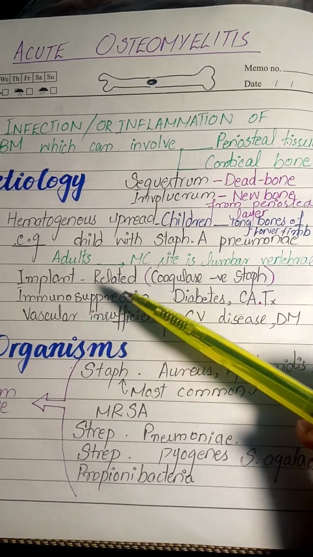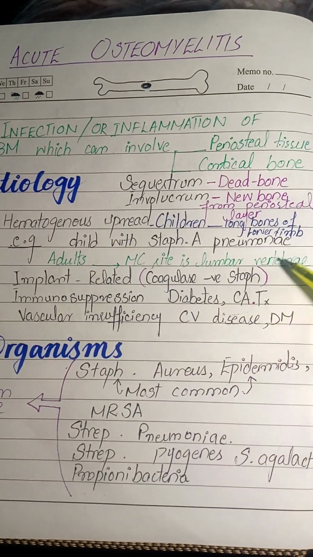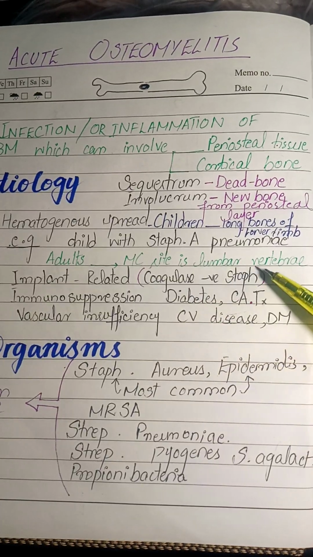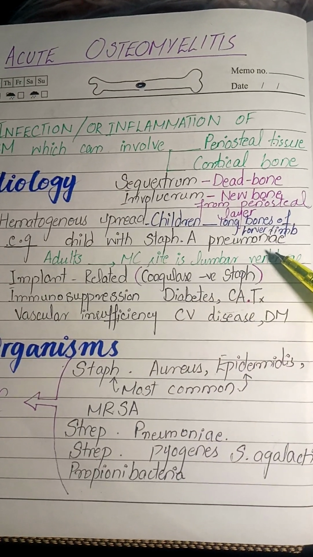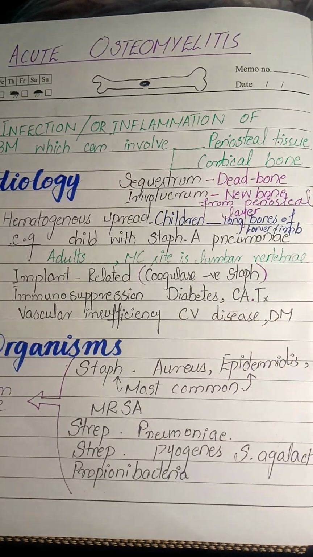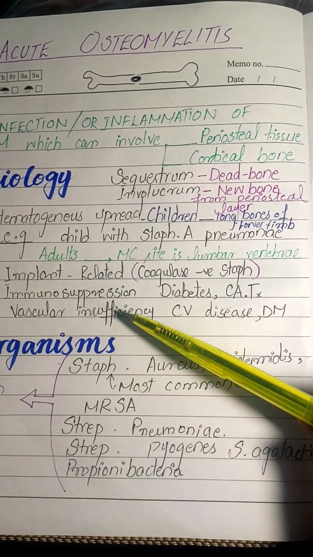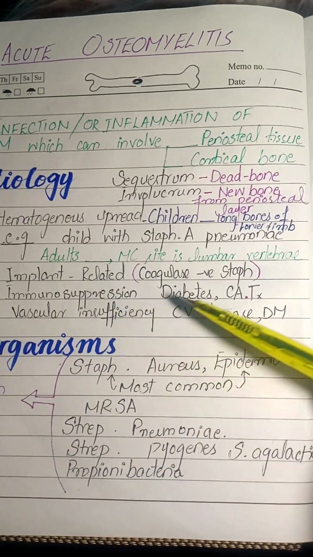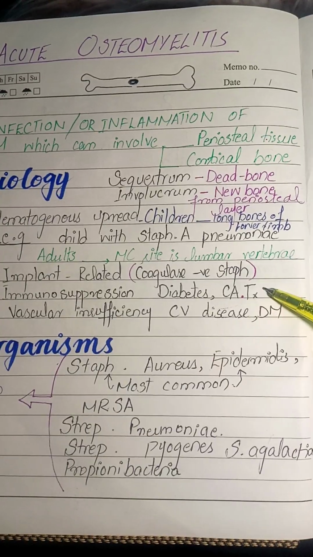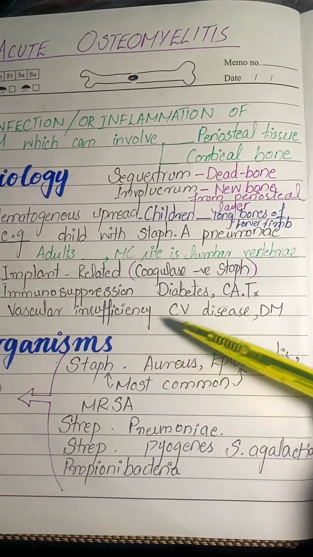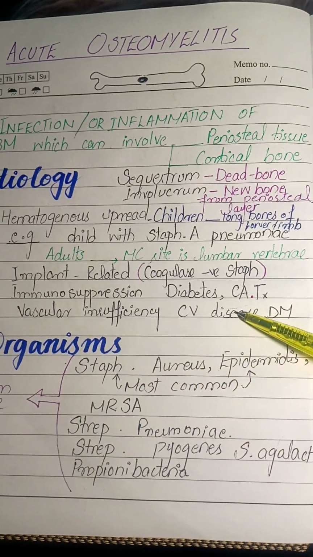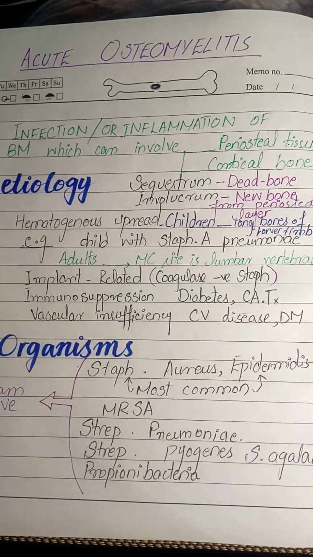Then this infection can be implant related. For example, Coagulase negative staph epidermidis can cause implant related osteomyelitis. Immunosuppression, for example TB and cancer, diabetes, cancer treatment, vascular insufficiency and cardiovascular diseases are risk factors for acute osteomyelitis.